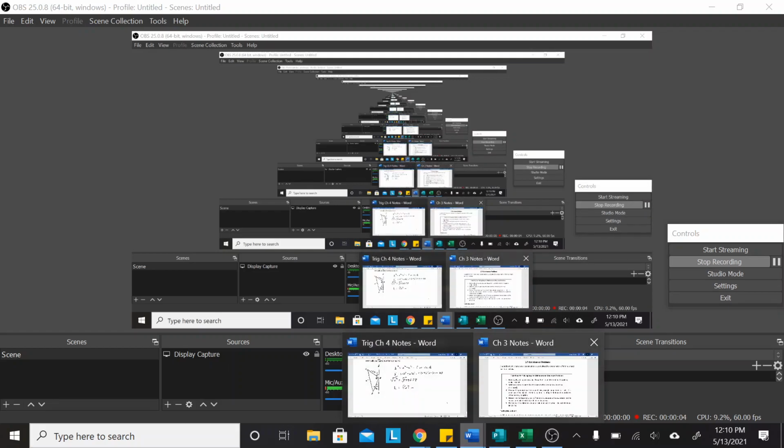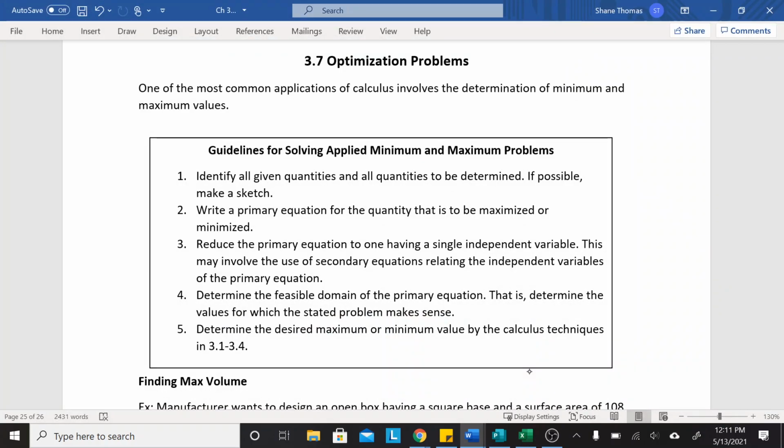We're looking at 3.7 optimization problems. Now, this is probably one of the most common applications of calculus, honestly. So this is kind of an important lesson. One of the most common applications of calculus involves the determination of minimum and maximum values. So here's what you want to do. Here are your guidelines for minimum and maximum problems.